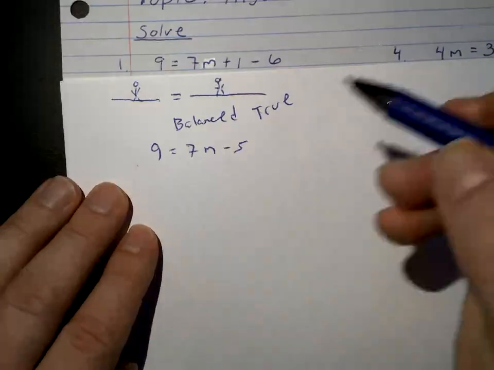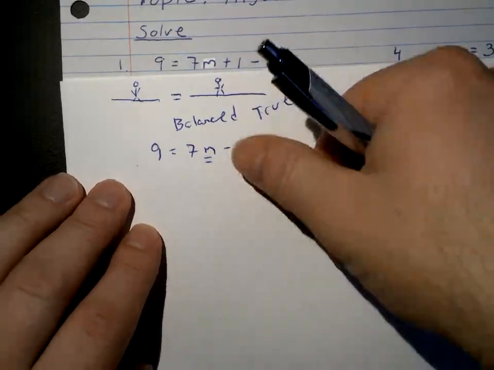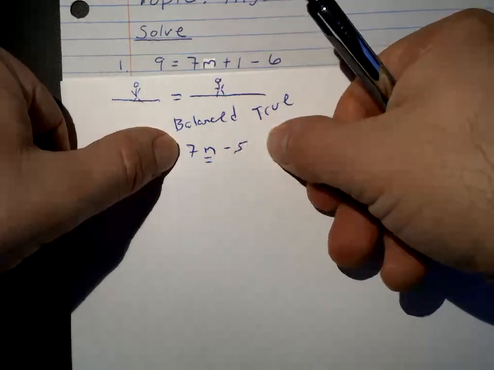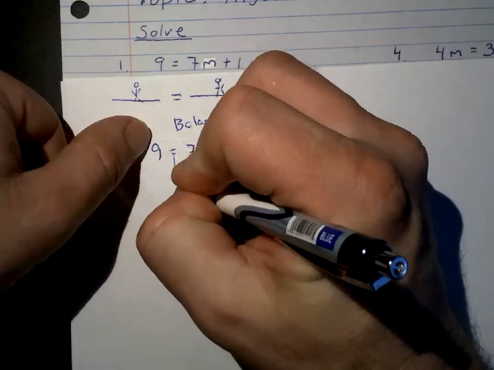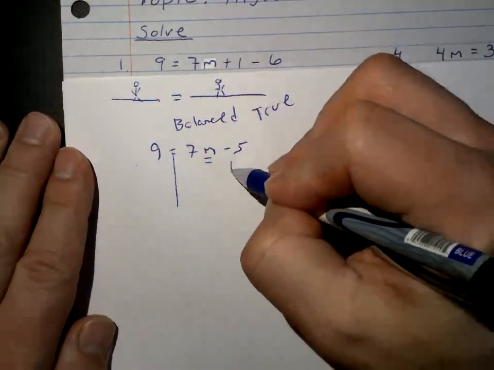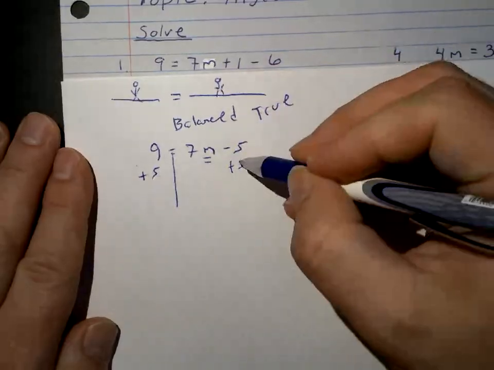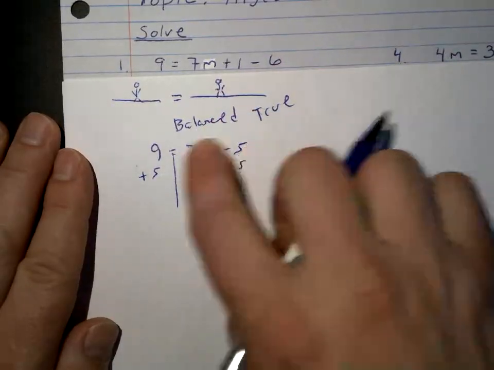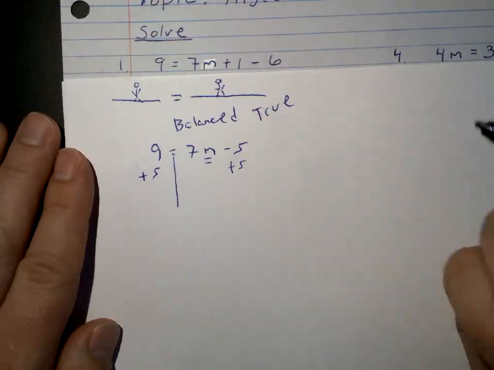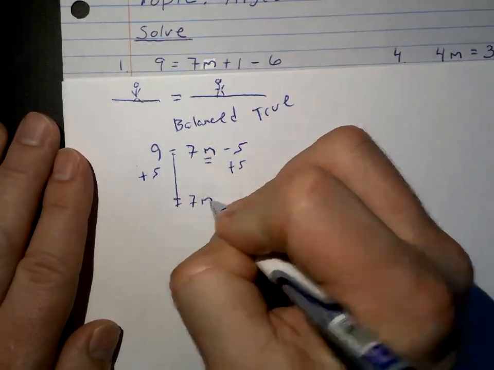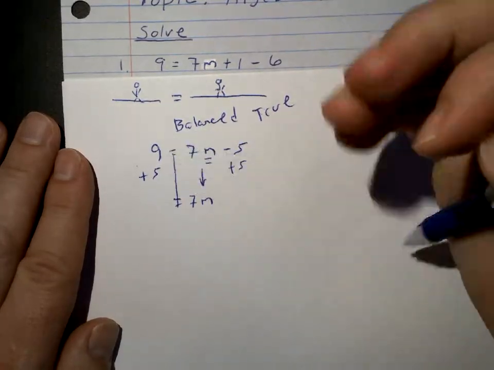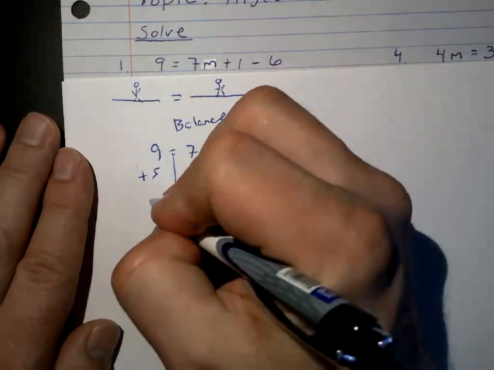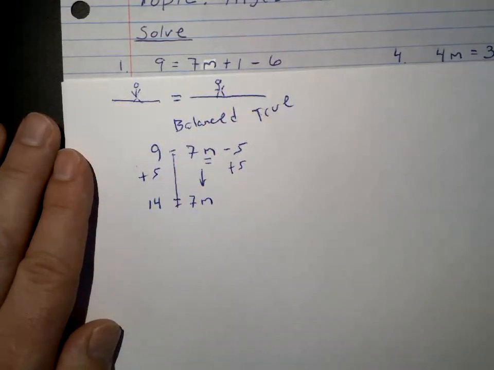Cool. Now I need to get this m by itself, but it's attached to 7m. According to the minus 5, to get this to the other side, like crossing a river, I want to add 5 to both sides. What I do to one side, I do to the other side. I can't just let this leave without substituting something for it. So this is going to be 7m, because the 7m doesn't change, and then 9 plus 5. You can use your fingers if you have to. I think that's 14. Yep, that's right.